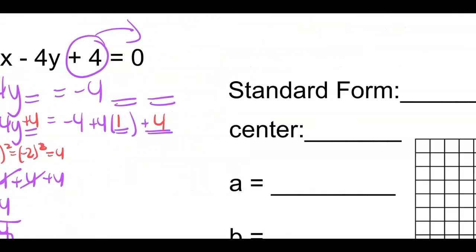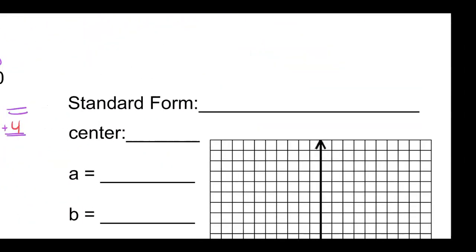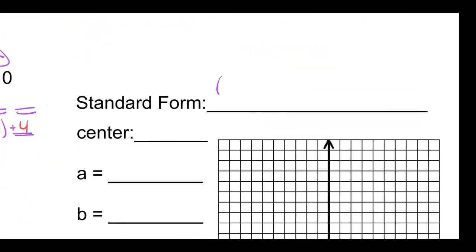So let's recopy this over here at the top. And after I recopy this, I want you to pause the video and try to graph this equation and give the formulas for it. So give me all of the formulas that I asked for below and graph this out. Pause the video now and do it.